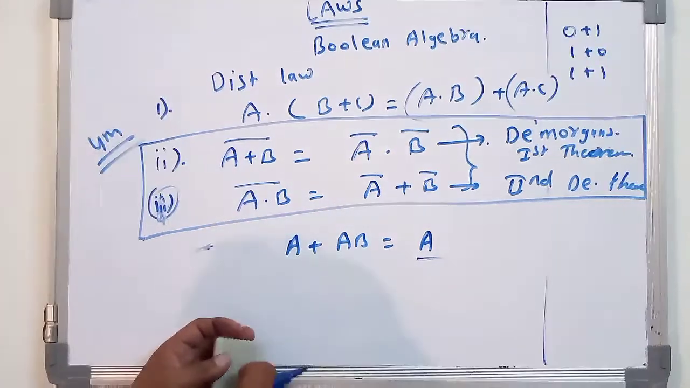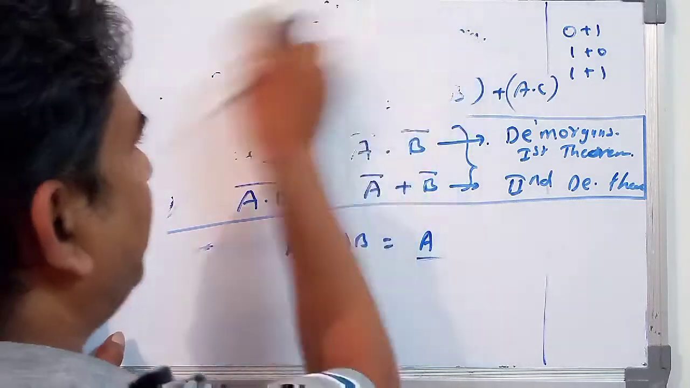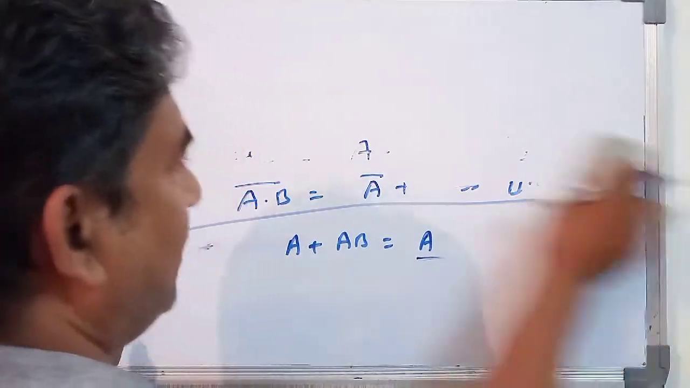Now the very important topic of logic gates is De Morgan's first theorem and De Morgan's second theorem. In these we will be solving, or we are going to prove, the theorem. What the theorem says is that if the operation is a plus, meaning a sum, then you will obtain the product.